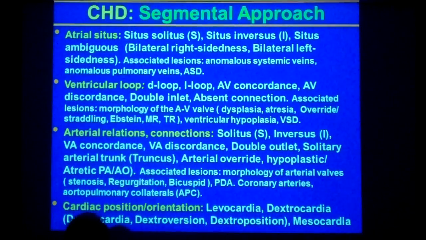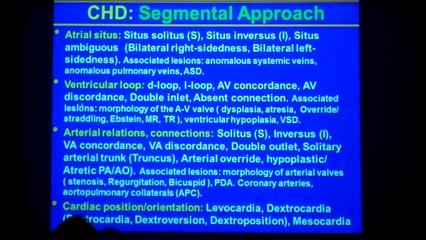If in the fetus it rotates to the left, it's called L-looping. That will reverse the ventricles, so the LV will come on the right side. That happens in corrected transposition or L-transposition. We'll talk about it in a minute. So D-looping is the normal situation, L-looping is abnormal.